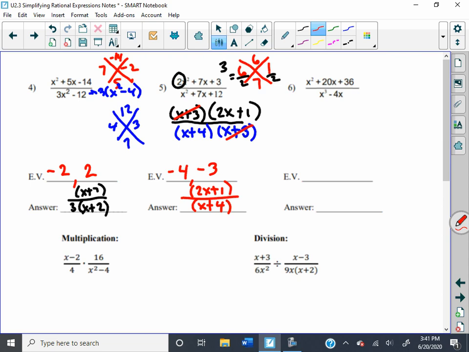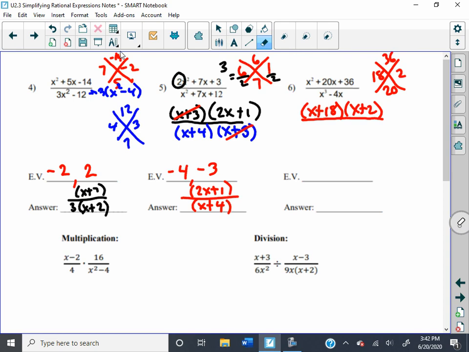All right, 6. Let's see, we have a trinomial. Use our x, 36 on top, 20 on the bottom. It's 18 and 2. So that's going to be x plus 18, x plus 2. On the bottom, I have to pull a GCF out. They both have x's, so I'm going to pull that x out.